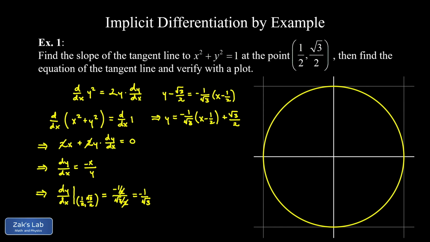And this is the moment of truth where we plug into our plotting software to see if it actually looks like a tangent line. And yeah, it works out. When we plot this, it's clearly a tangent line. It's touching the circle at exactly 1 point, and we're done with the problem.